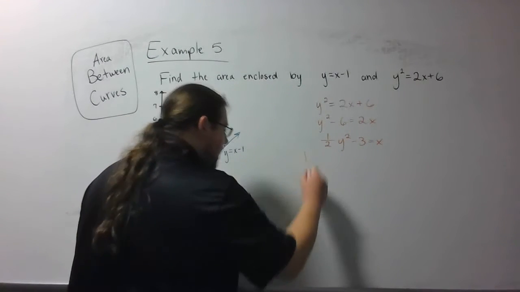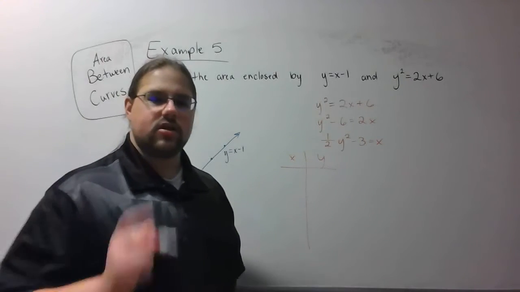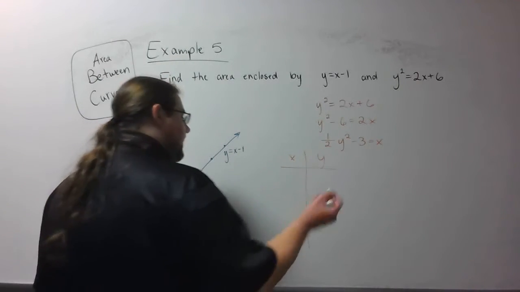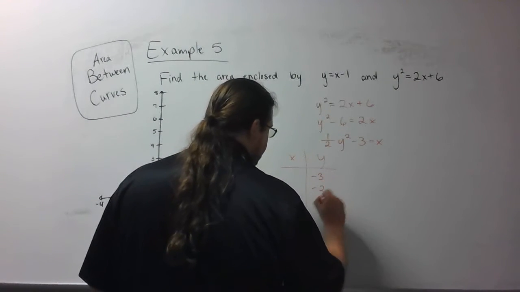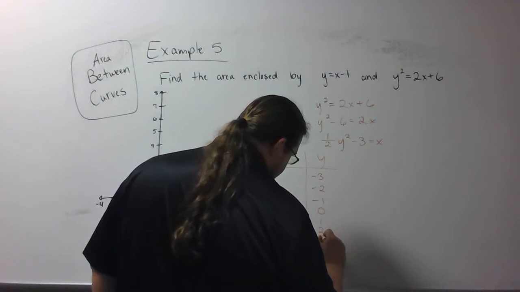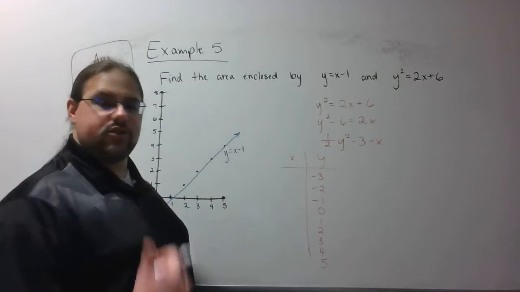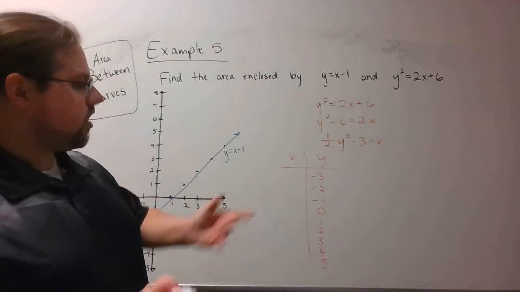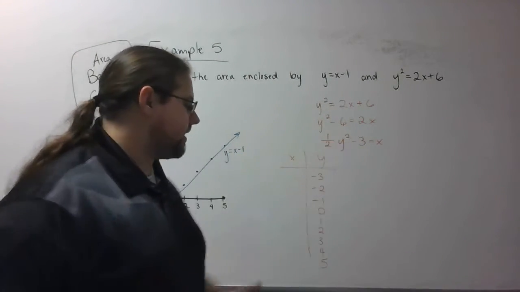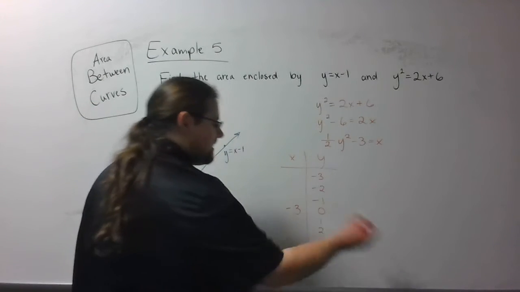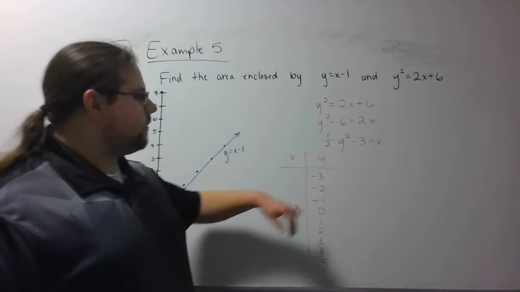So like I said, I'm going to plug in y values so I get nice pretty x's. So here we go. I'm going to plug in things like negative 3, negative 2, negative 1, 0, 1, 2, 3, 4, and 5. These are my y values I'm plugging in to find x. So let's just start off with the easy one. Let's plug in 0. If I do 1/2 of 0 squared minus 3, I get negative 3. So that's going to be at negative 3 comma 0. So that's 1 point.